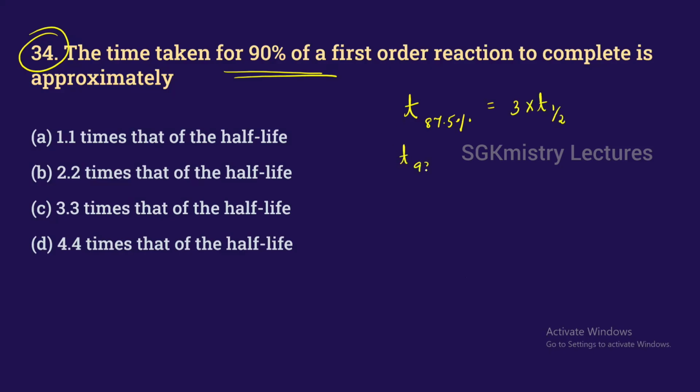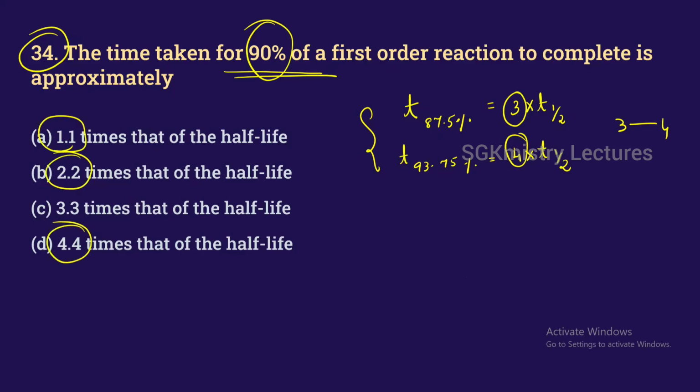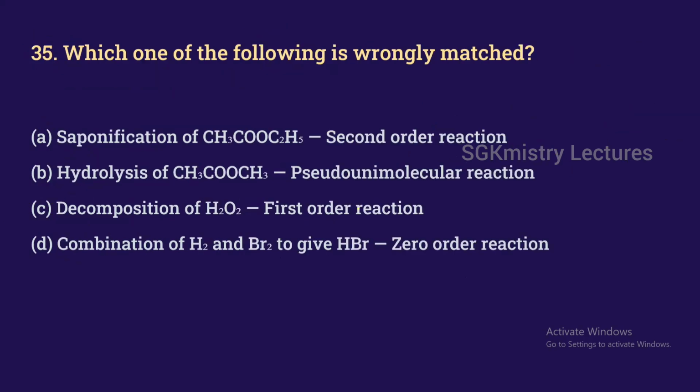Similarly, for 93.75% completion, we have 4 into T half. Now you can see here 90% is given, which is in between these both. So of course, the value that we have to multiply with the T half should be between 3 and 4. Correct? So it cannot be 1.1, it cannot be 2.2, it cannot be 4.4. It should be a value between 3 and 4. So of course, the correct answer is option C, that is 3.3 times that of the half-life.